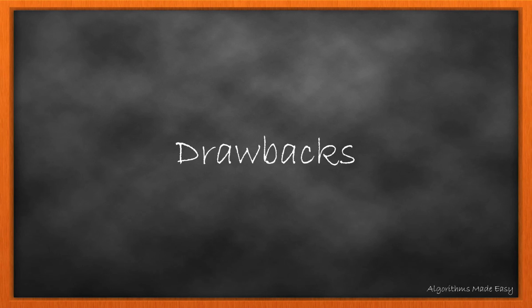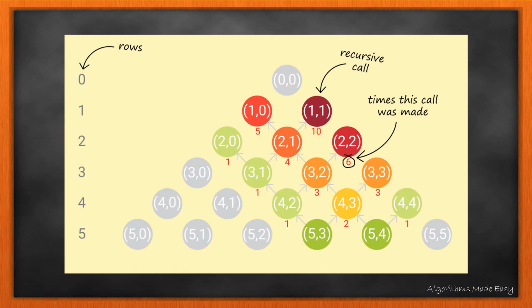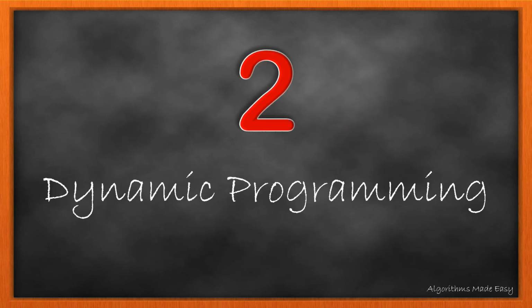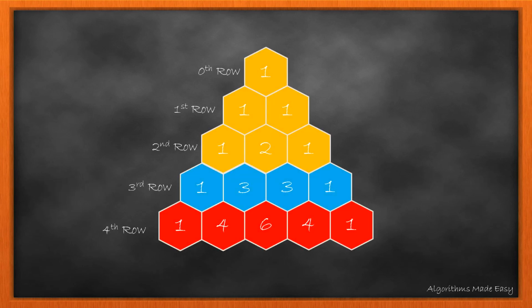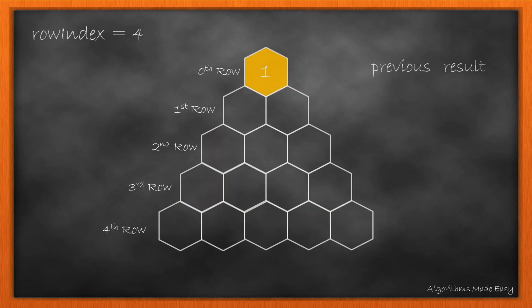Now what is the drawback of this approach? Well, when we create the diagram for the recursive call, we see that we have called the same row and same column multiple times. Now how can we remove it? This brings us to our second approach, which is dynamic programming. What if we find the third row first, and then with its help we can easily find the fourth row? Suppose we need to find the fourth row. We'll start from the row index 0 and it will always be 1, so it gives a starting point.